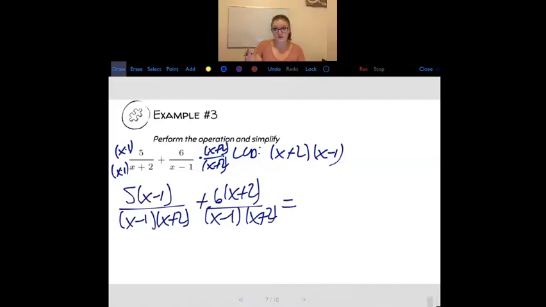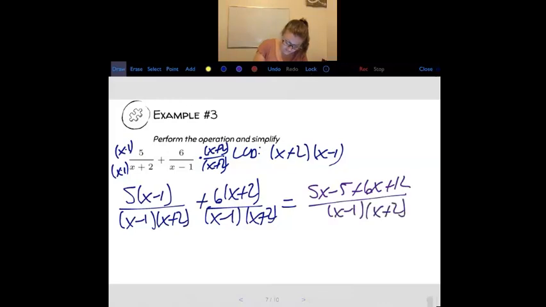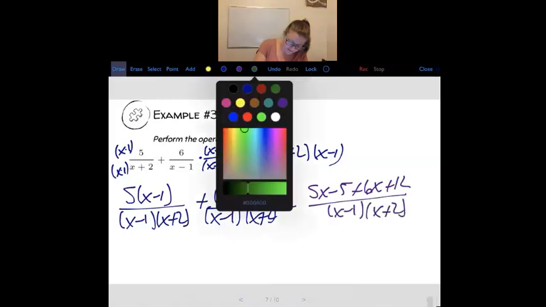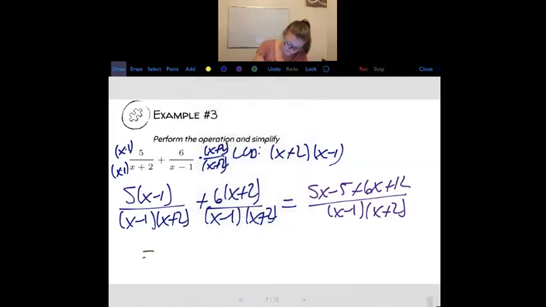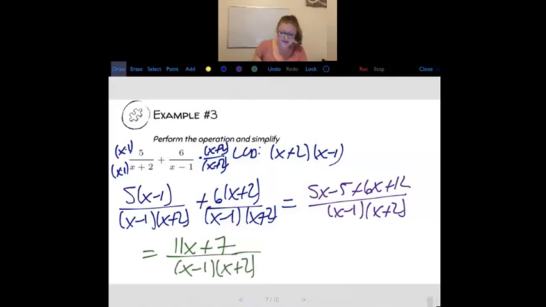Now you distribute so you can see what we have, and then we'll combine like terms. So this is 5x minus 5, and I'm going to combine these all in the same step just so I don't run out of room. And then we keep going. The last thing we do is we check to see if anything can factor and thus simplify further. This would stay as 11x plus 7 over x minus 1 times x plus 2.